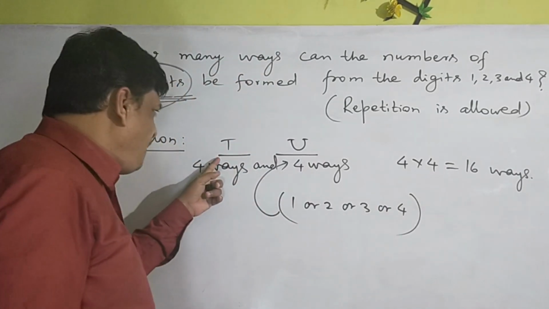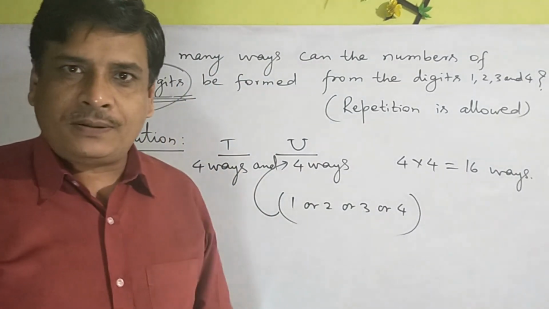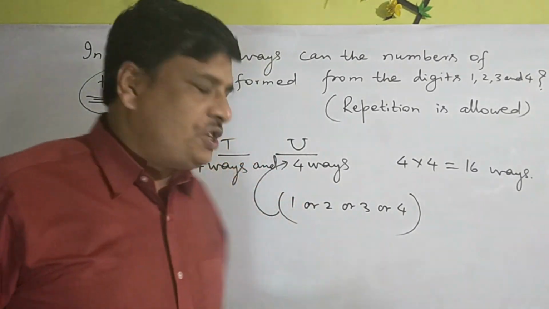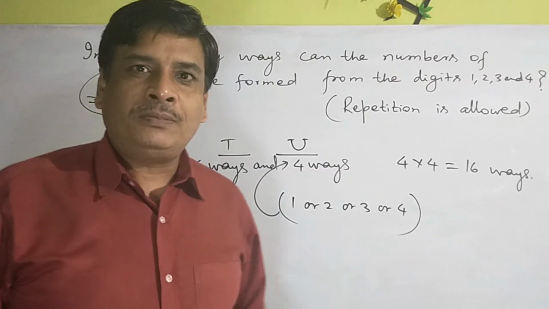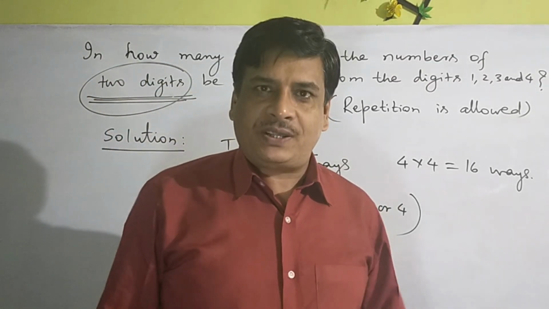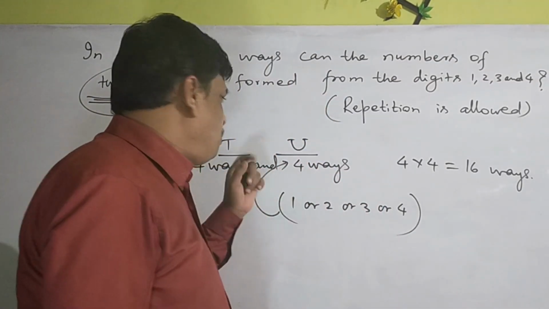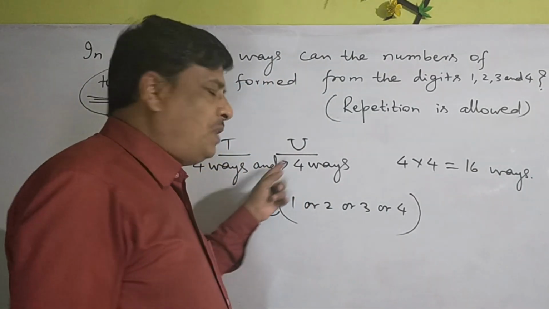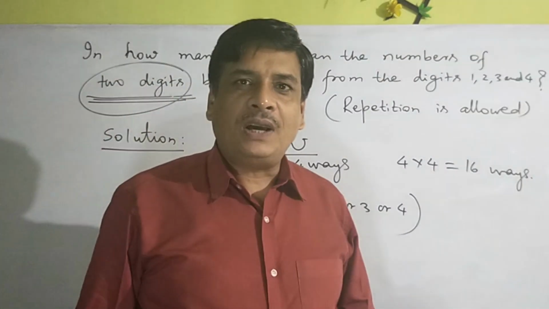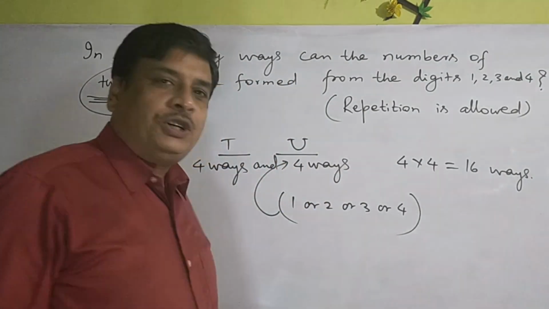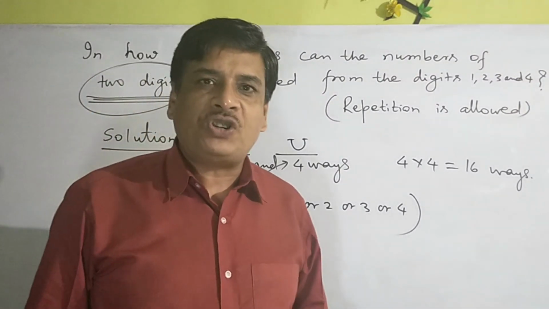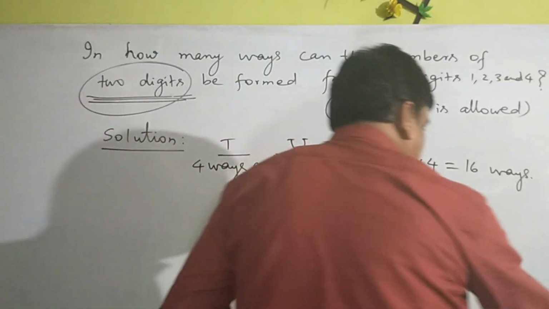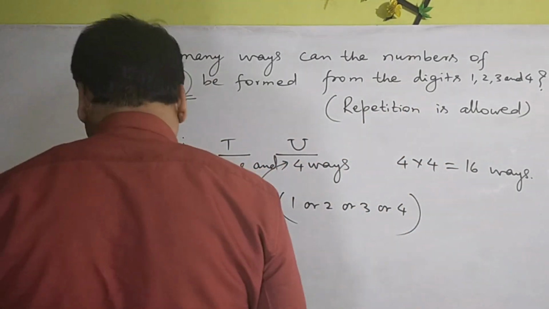So for tens place, there are four possibilities, and also for units place, four possibilities. So these two places can be filled up in 4 into 4 ways. By the basic principle of counting, we use and for multiplication, and that's why we can write the total number of ways by which numbers of two digits can be formed.